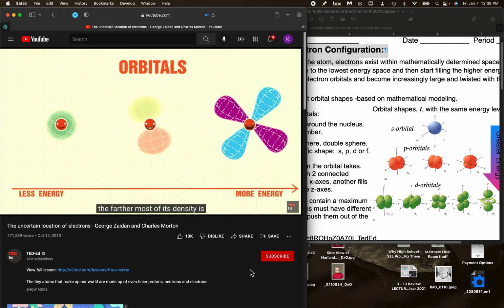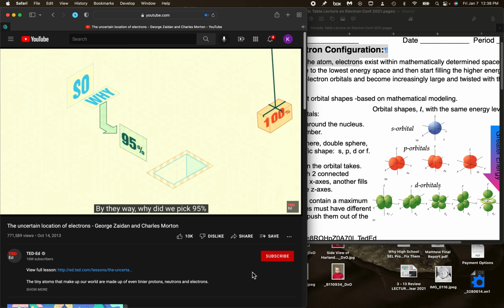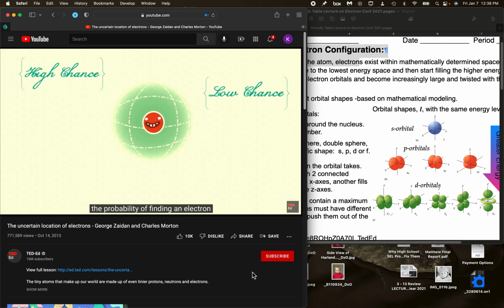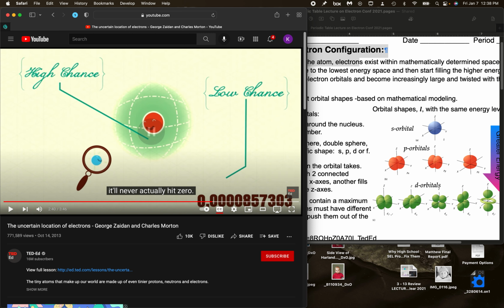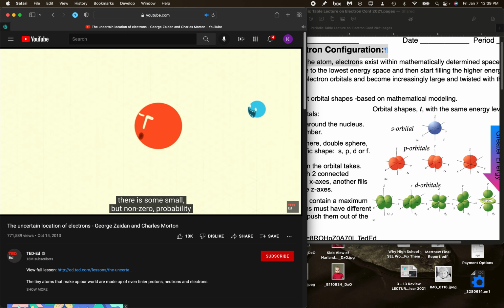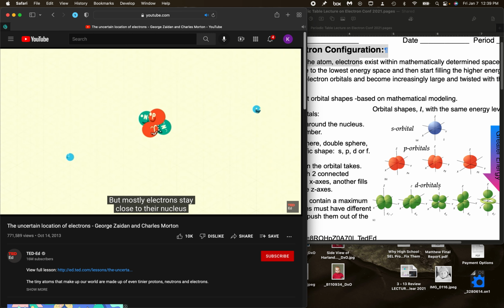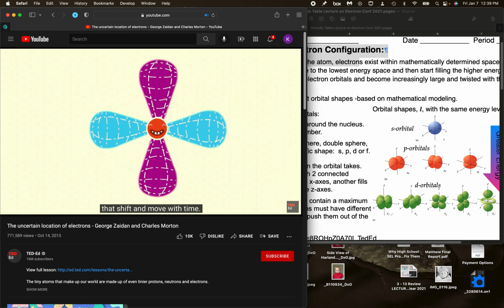The more energy an orbital has, the farther most of its density is from the nucleus. By the way, why did we pick 95% and not 100%? Well, that's another quirk of our model of the electron. Past a certain distance from the nucleus, the probability of finding an electron starts to decrease, more or less exponentially, which means that while it will approach 0. So, again, still reiterating, here's the 95% place to find an electron, and there's a possibility, 5%, that it'll be outside of that area. Will never actually hit 0. So in every atom, there is some small, but non-zero, probability that for a very, very short period of time, one of its electrons is at the other end of the known universe. But mostly, electrons stay close to their nucleus, as clouds of negative charge density that shift and move with time.